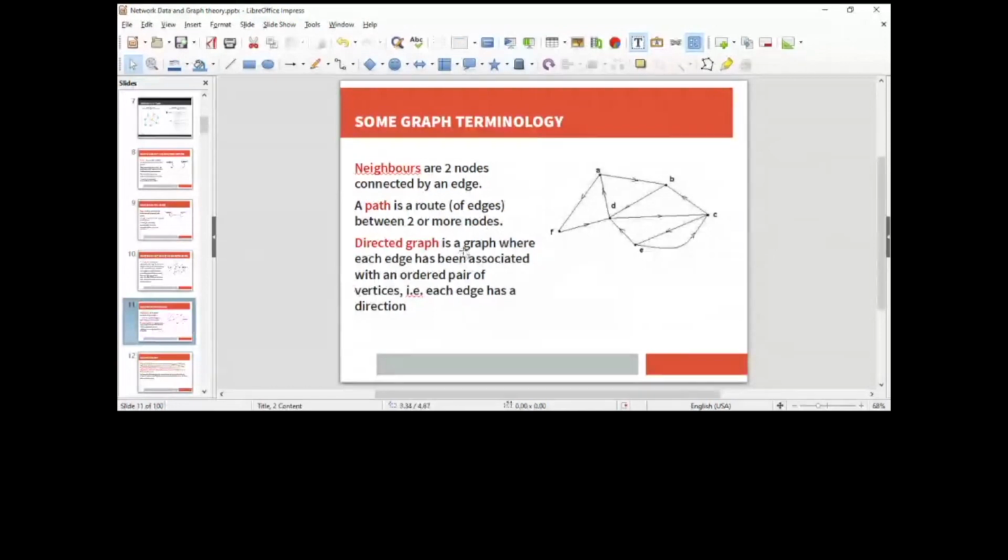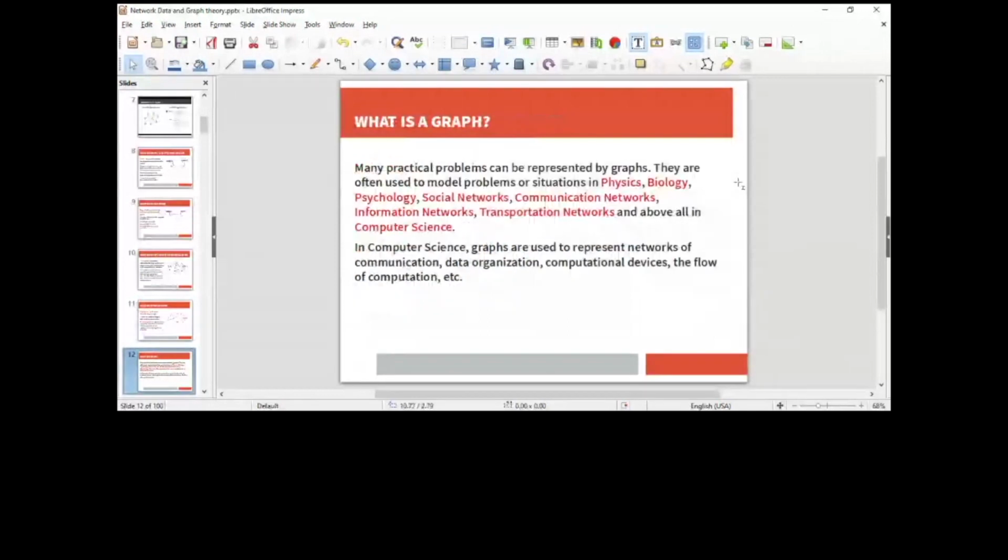Then a directed graph is a graph where each edge has been associated with an ordered pair of vertices. So we are talking about direction now. You can emphasize that the relationship is not two ways. You can say it is one way, which is directed, and two ways if it's undirected. Okay? Now, many practical problems can be represented by graphs.